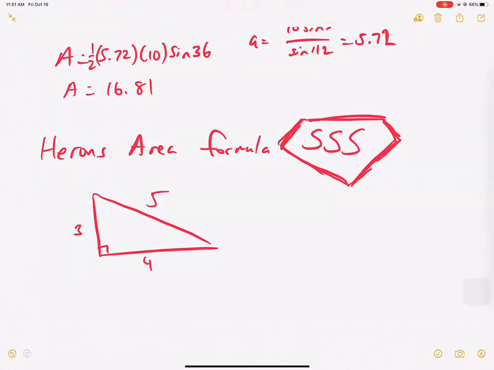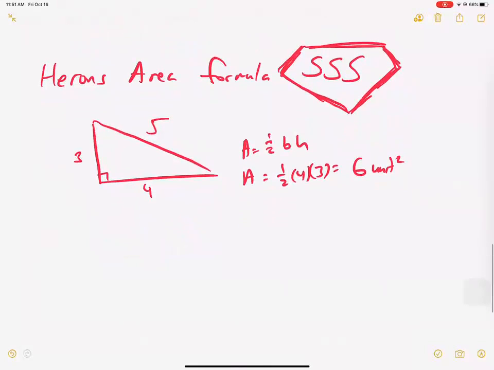We know what the area of this is. It's half base times height. Area is 1/2 times 4 times 3, which is 6 units squared. Okay, 6, great, awesome, 6 units squared. Now, let's use Heron's area formula.